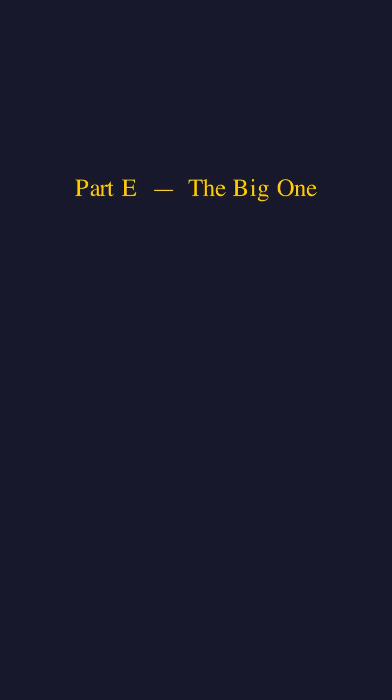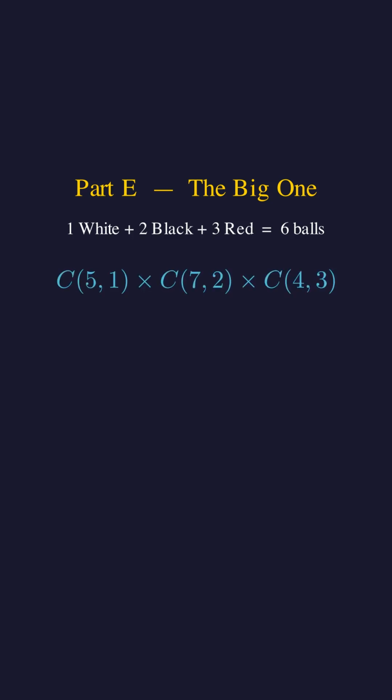Part E is the big one. 1 white, 2 black, and 3 red balls. So we are drawing 6 balls total. Same idea. Multiply the combinations for each color. C of 5, 1 times C of 7, 2 times C of 4, 3. That is 5 times 21 times 4, which equals 420.